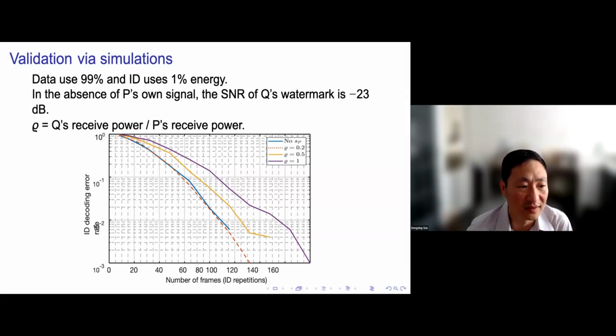But by and large, we can decode, here I think it's 10 bits of ID. We can decode the other IDs with reasonable reliability, let's say 1 in 100, after we have about 100 repetitions of the received signal. Here we're simulating a relatively, I think, realistic scenario. Next page, please.